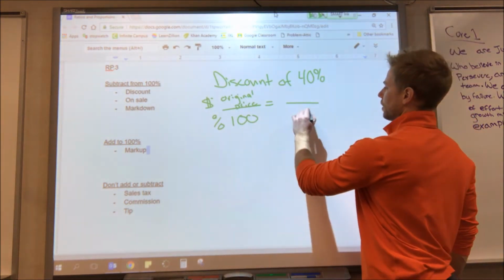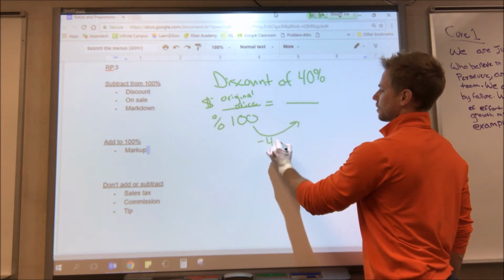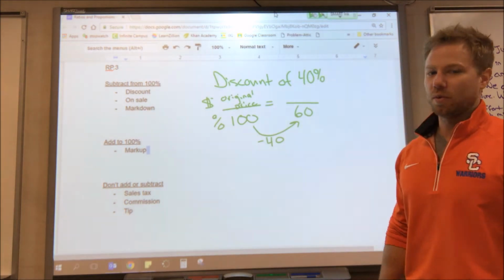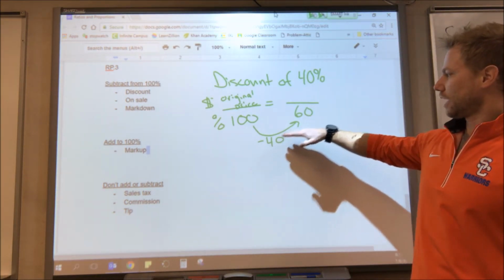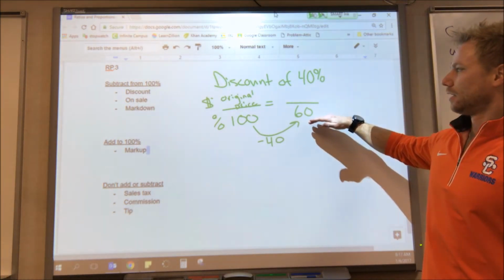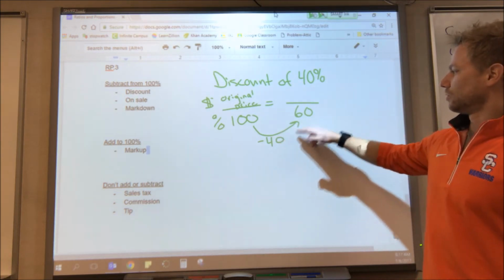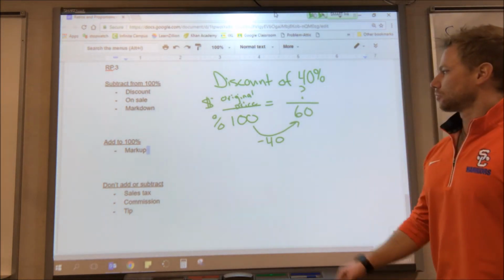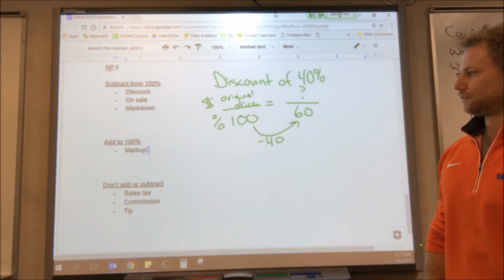Then over here on this space, we're going to subtract 40, and the number that actually goes into our proportion is 60%. This is the percent of the discount. This is the percent of the price that we're actually going to pay. And since we want to know what the sale price is, we're actually going to subtract and use the 60 in our proportion. Then we have question mark. We can cross multiply, divide to get our answer.